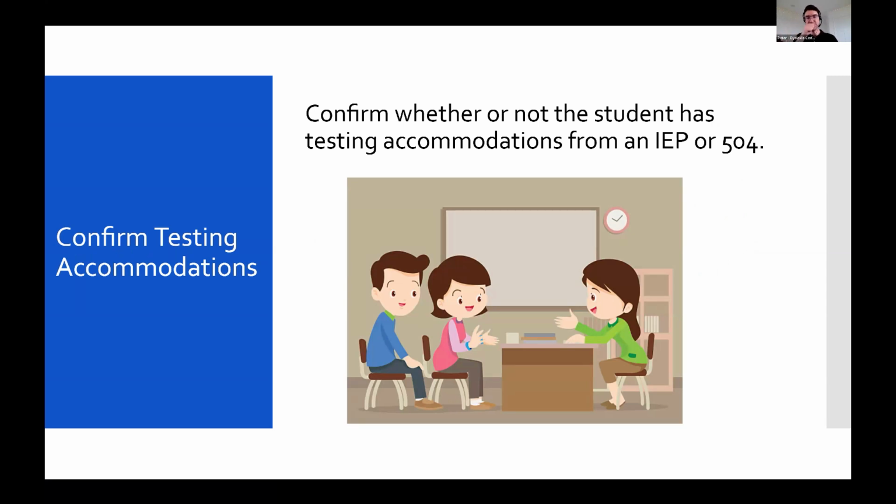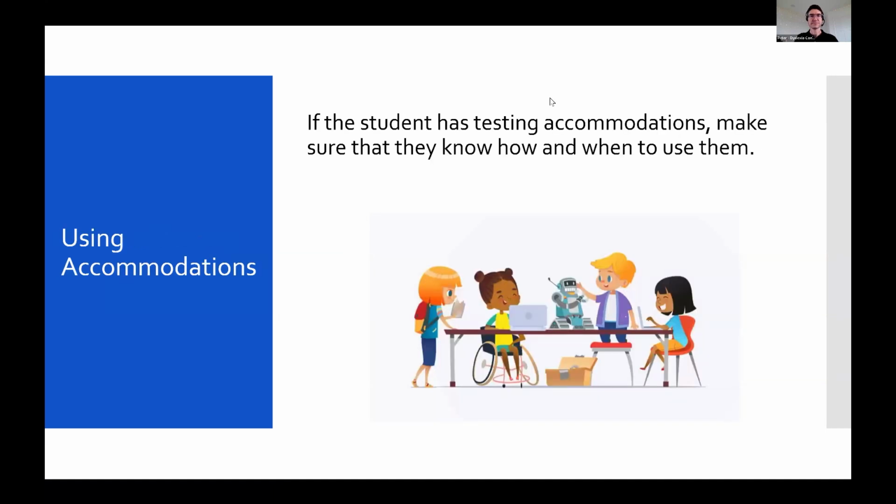Another thing to do is to confirm testing accommodations. So you can confirm whether or not the student has testing accommodations from an IEP or 504 plan. If the student does have testing accommodations, make sure they know how and when to use them because, of course, accommodations don't do any good if they are just on paper. The student needs to know how to use them and when they can use them to make them beneficial.